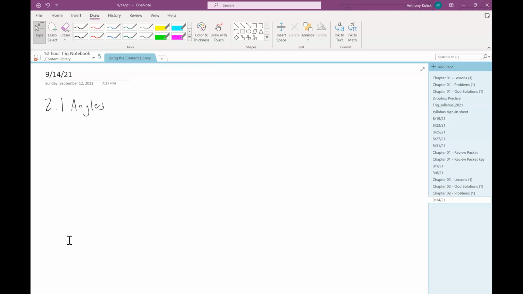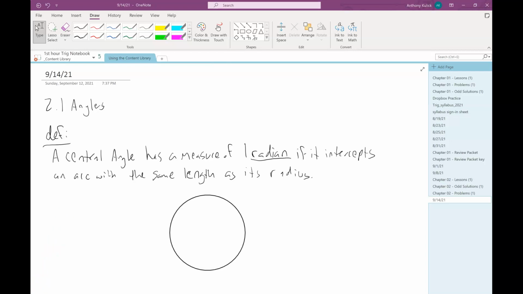In geometry we talked about ways to measure angles. All of us talked about degrees as one way to measure an angle. Many of us probably already talked about a second way called the radian, but we're going to define what that is right now. So we say that a central angle has a measure of 1 radian if it intercepts an arc with the same length as its radius.